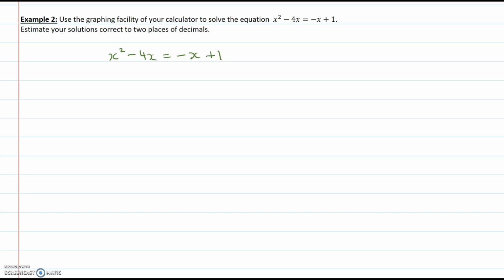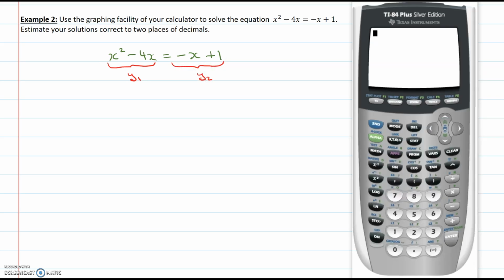So if we do that, remember how we did it. One side of the equation we're going to enter as y1, the other side we're going to enter as y2. So let's pull up our calculator and go to y equals, and you'll notice that under y2 we have something left over from when we did this before. So just go down to y2 and press the clear button. That gets rid of it.